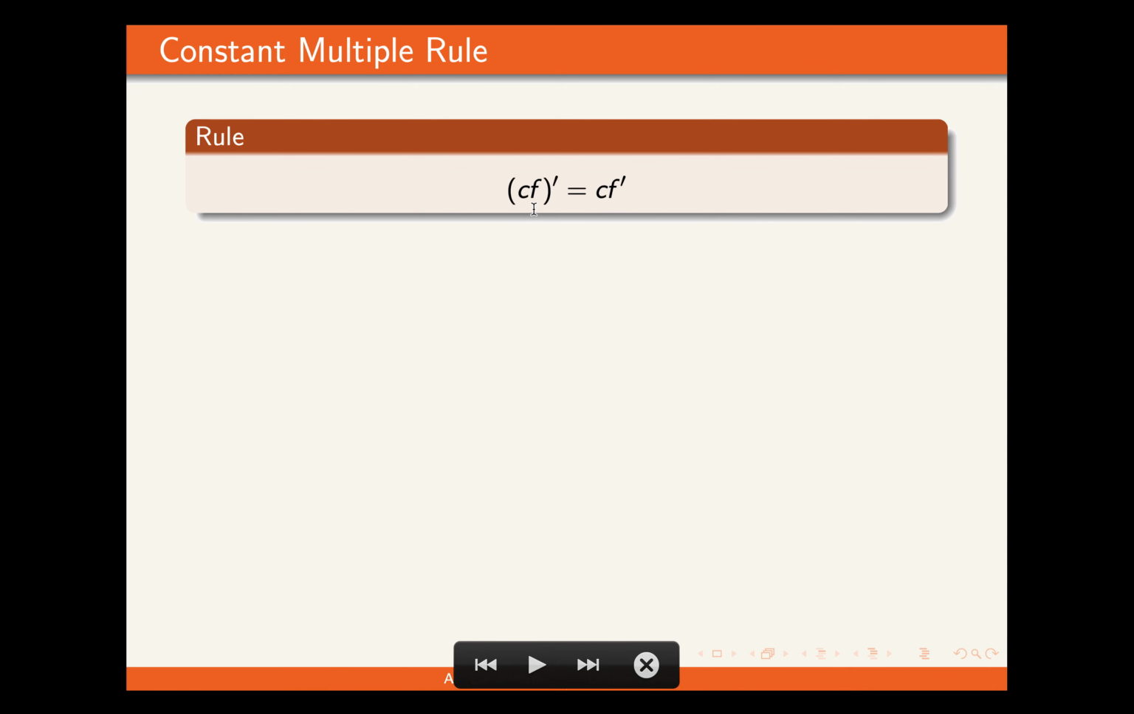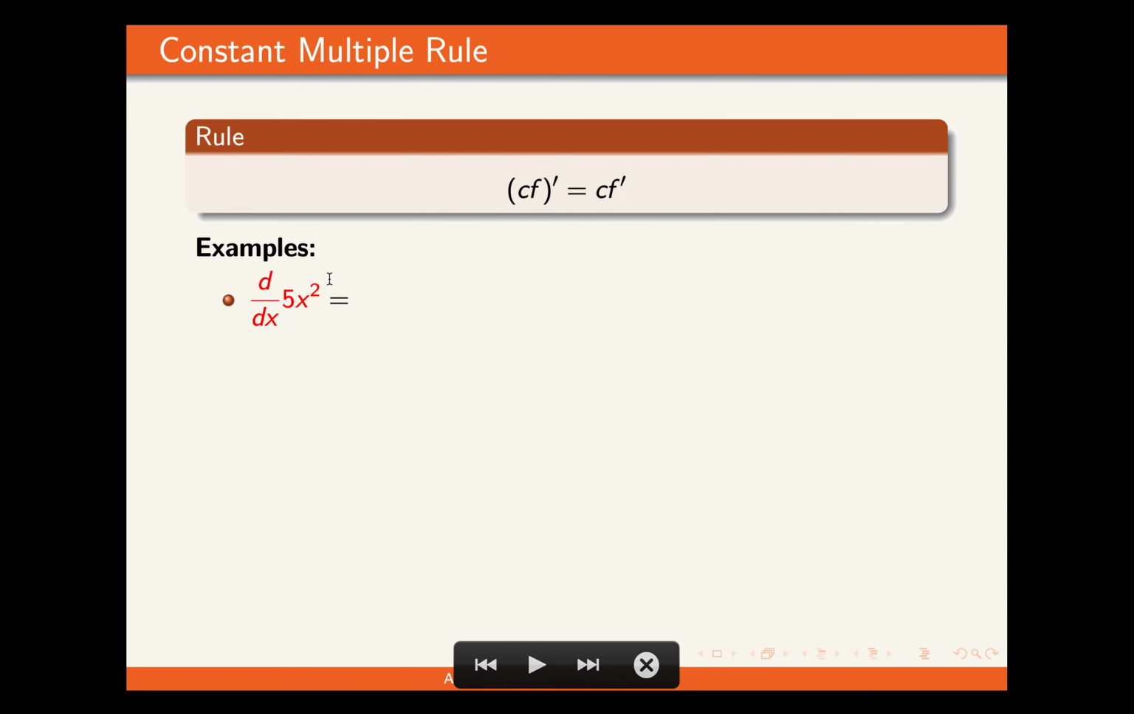So the derivative of the constant multiple function will be the constant times the derivative of the function. Let's try to see some examples. Our goal here is to find the derivative of 5 times x squared with respect to x. You can clearly see that 5 is a constant and x squared is a function. So 5 times x squared is actually a constant multiple function, right?